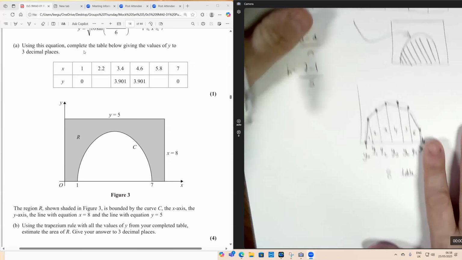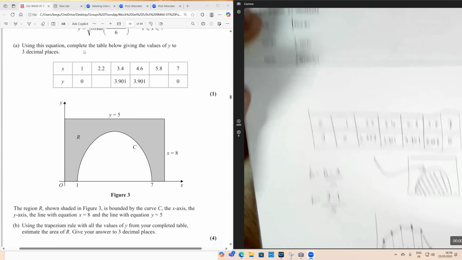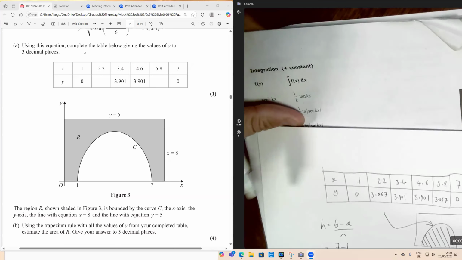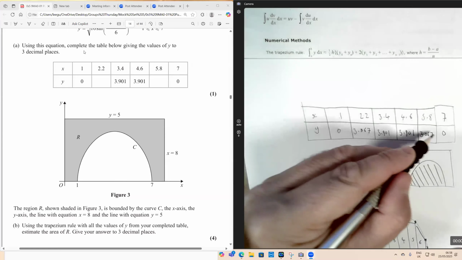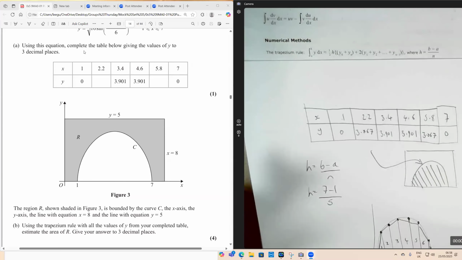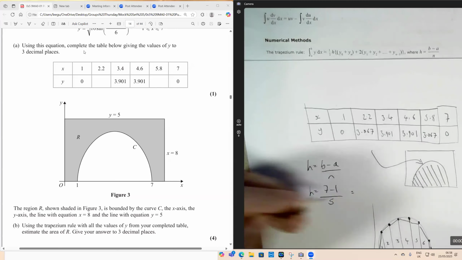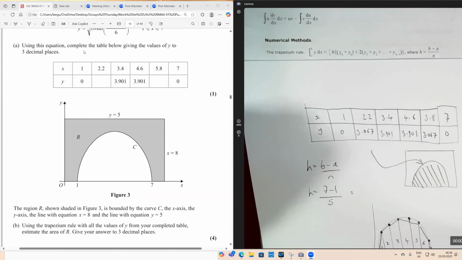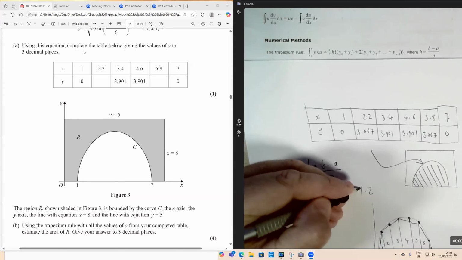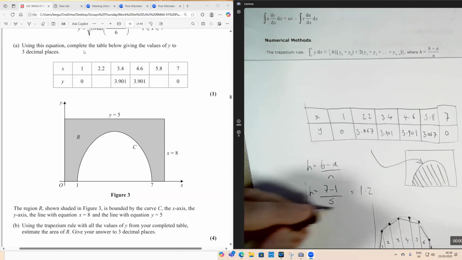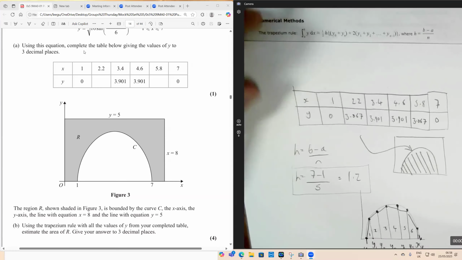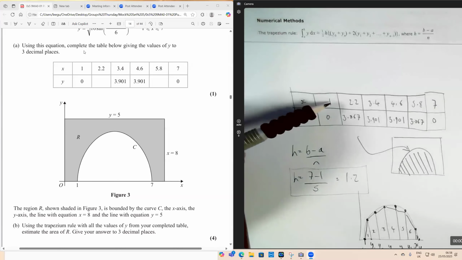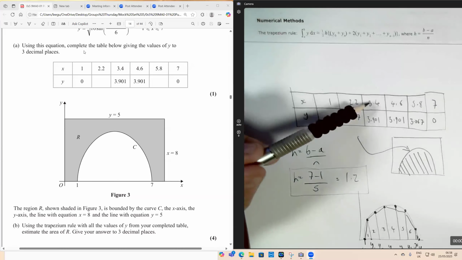Okay, so applying that logic, in this particular case we've got 1, 2, 3, 4, 5, 6 values in our table. So there will be 5 strips. So you work that out, and 7 minus 1 is 6. 6 divided by 5 is 1.2. Okay, so that's how you calculate your h. There is, in this particular case, an easier way. You can just look at the table, and you can see that it's going up in 1.2s.